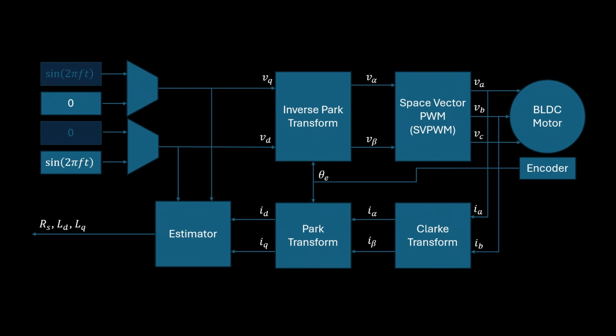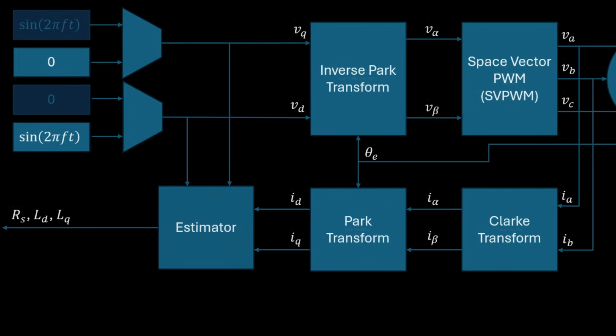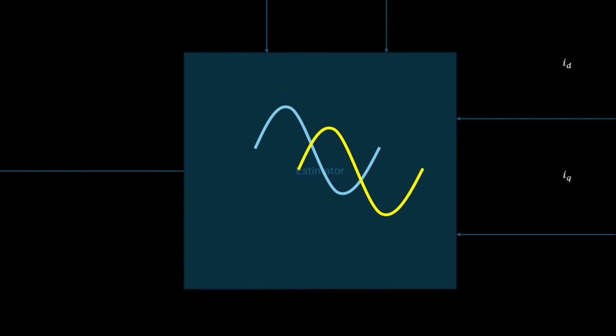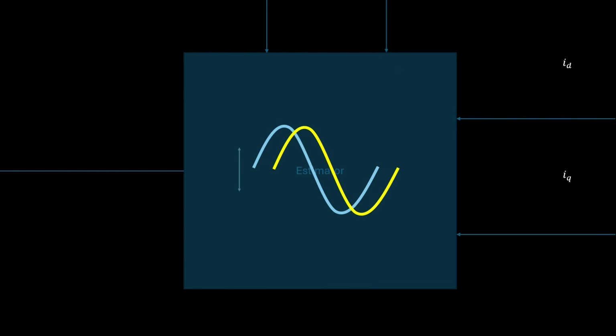Okay, so the scenario is like this. We inject a sinusoidal signal into Vd and set Vq to 0. Then we capture the current data. After that, we calculate the amplitude of the injected voltage, the measured current, and their phase difference. With that, we can obtain the total impedance of the motor.